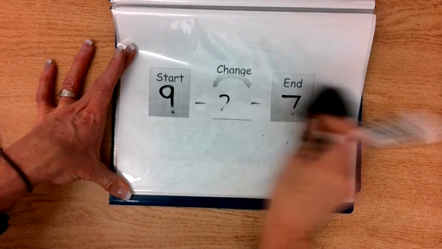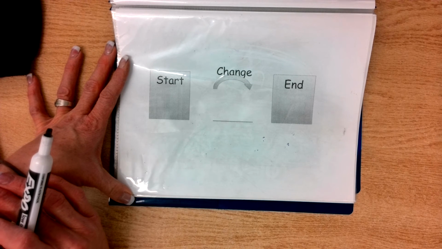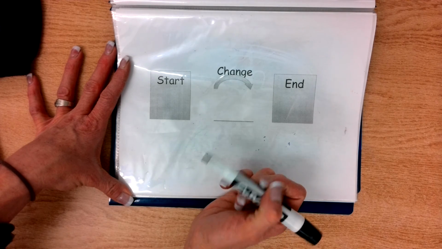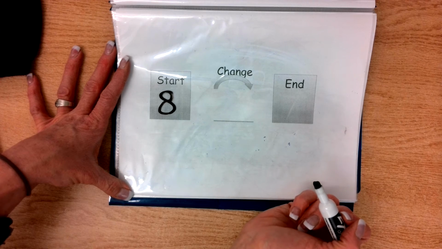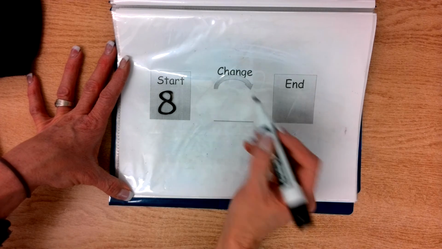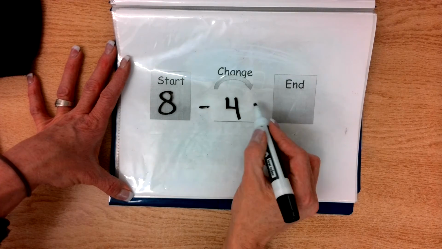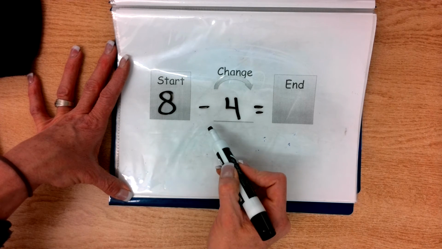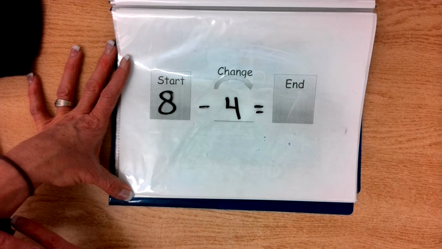All right, erase your boards. We'll try another one. All right, here we go. Now I have 8 cups on the table. So that's my starting number. And I dropped 4 cups. So we're not going to write 4 less this time. We're going to put the subtraction sign. We want to know what it's equal to. 8 minus 4 is equal to, what is it equal to? Go ahead and figure it out.